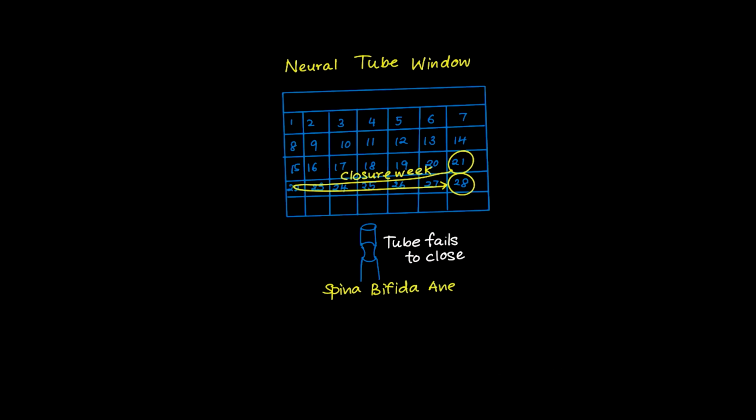Lung surfactant production runs in the 3rd trimester. Skeletal mineralization stretches across all 3 trimesters. Only neural tube closure sits inside that 3 to 4 week folate-sensitive zone.